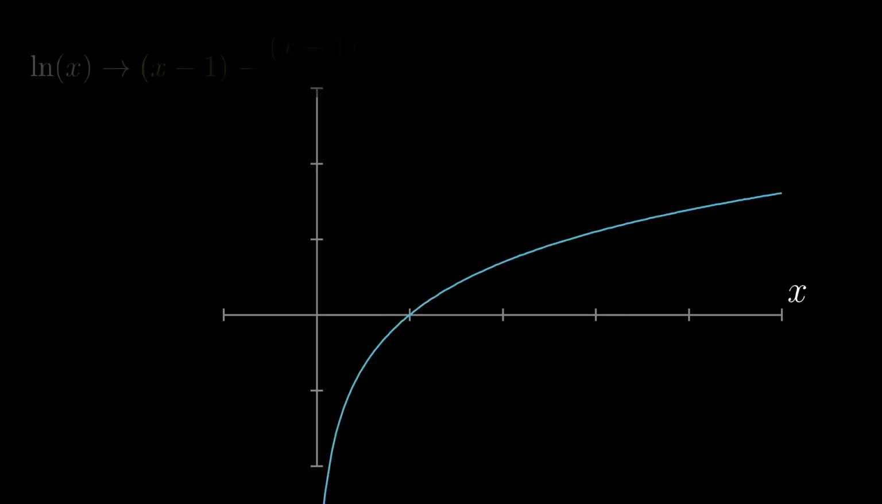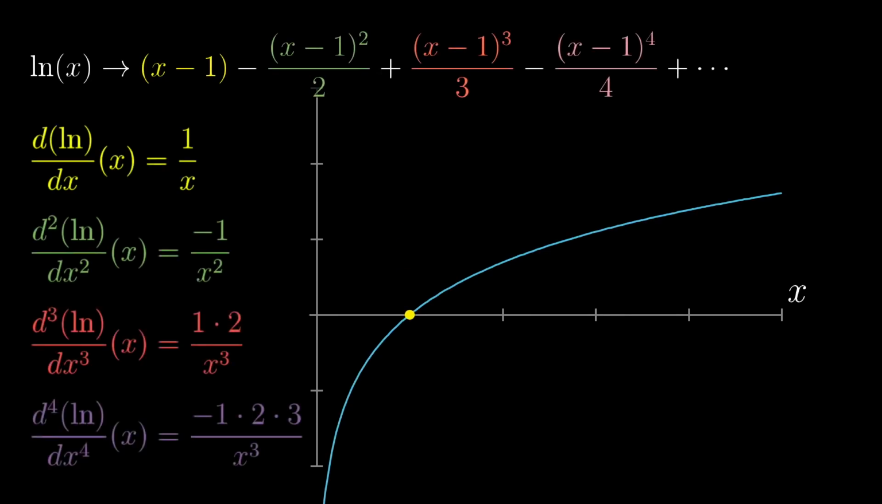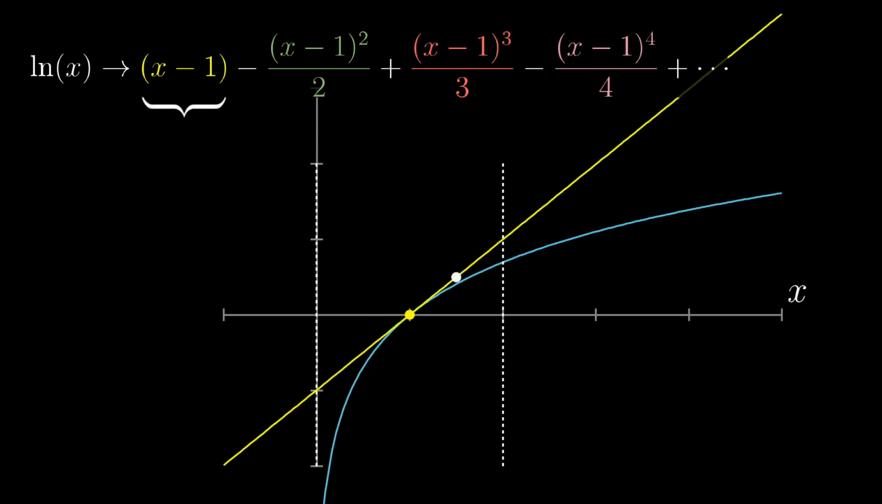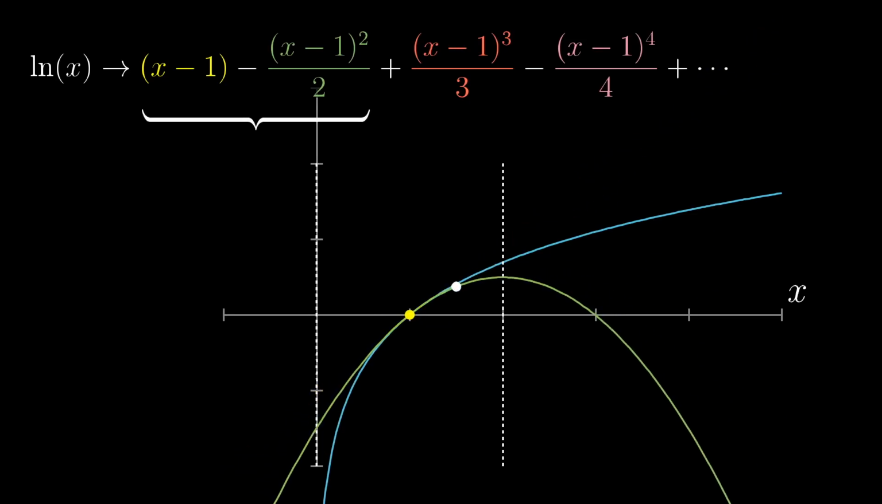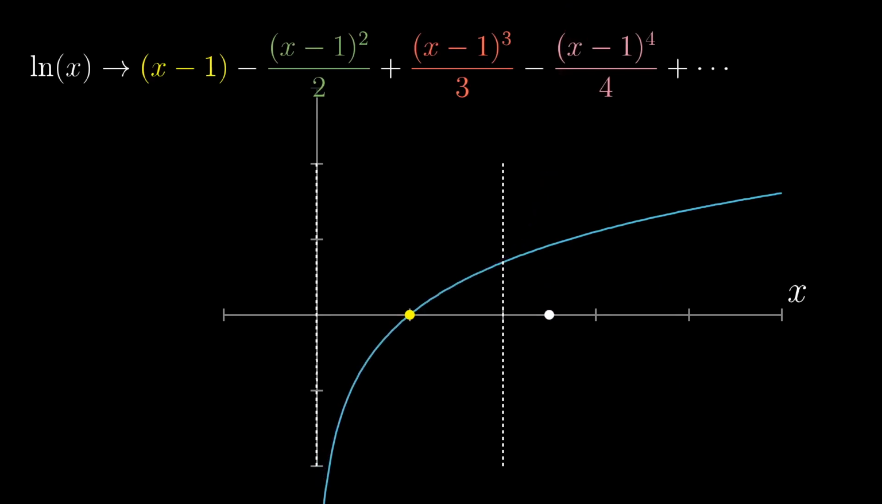If you work out the Taylor series for the natural log of x around the input x equals 1, which is built by evaluating the higher order derivatives of the natural log of x at x equals 1, this is what it would look like. When you plug in an input between 0 and 2, adding more and more terms of this series will indeed get you closer and closer to the natural log of that input. But outside of that range, even by just a little bit, the series fails to approach anything.